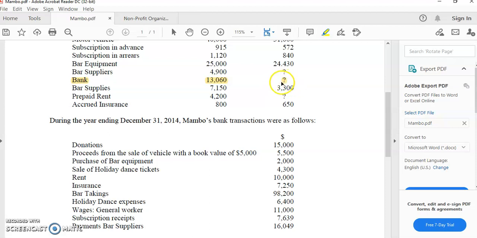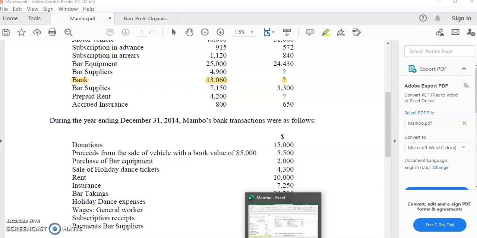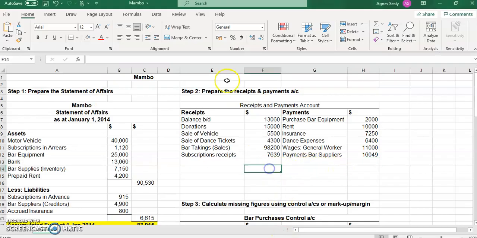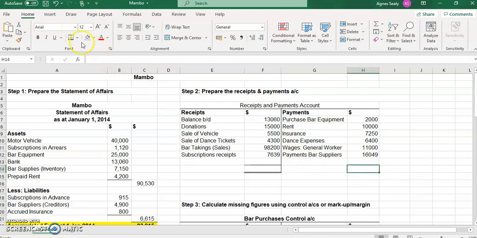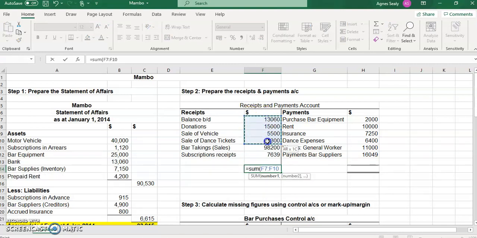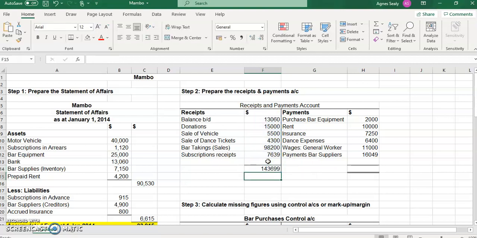So this indicates that we need to find out what is the closing figure for our bank, and we will do that by balancing the receipts and payments account. So let's balance the receipts and payments account to find out the closing balance for our bank. When we look at the debit side, or the receipt side, of the receipts and payments account, if we add all of those figures together, we have total receipts of $143,699.